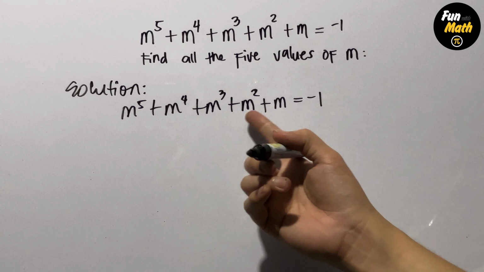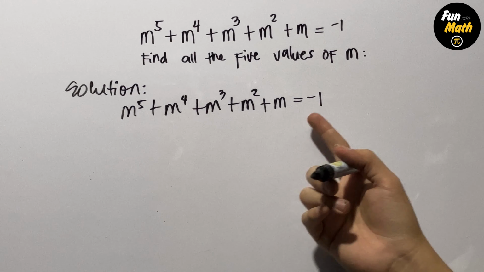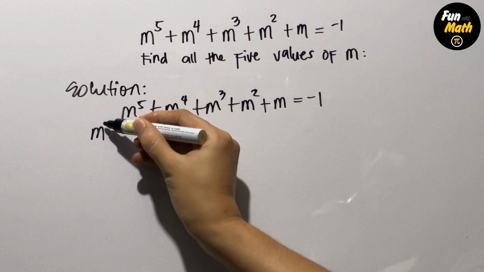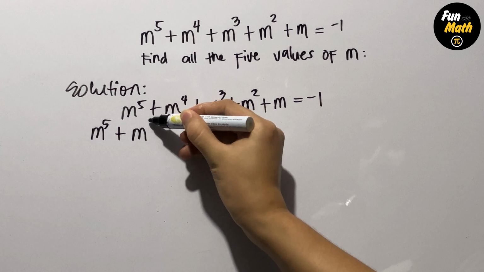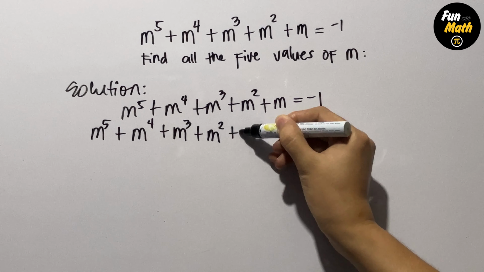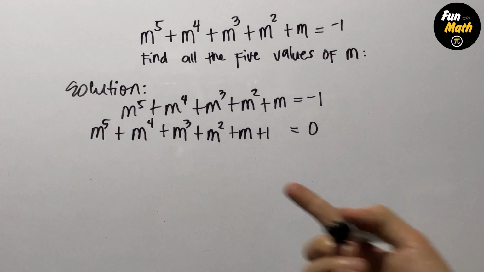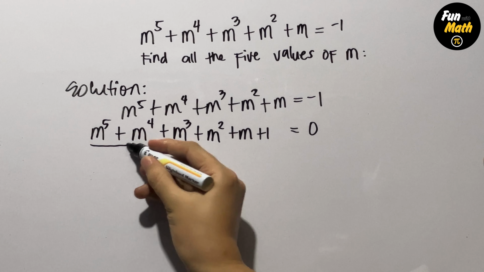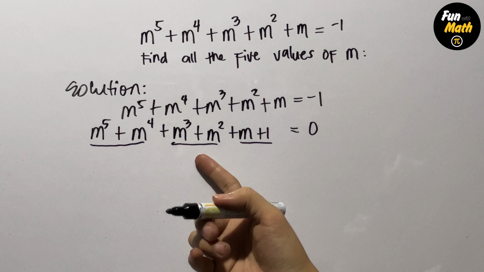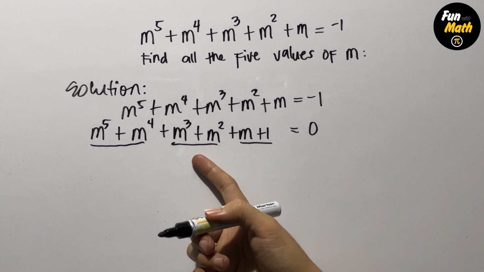Now, for this, we can take -1 to the other side so that the right side will be equal to 0. So this is now m to the power of 5 plus m to the power of 4 plus m cubed plus m squared plus m plus 1 equals 0. Now let's pair this. This is the first pair, second pair, and the third pair. For every pair, we need to identify the common factor so that we can factor.